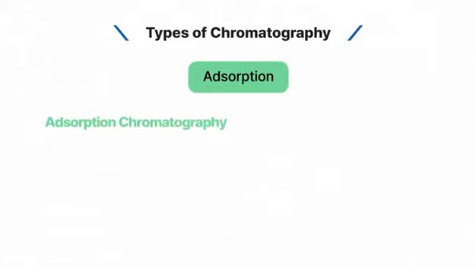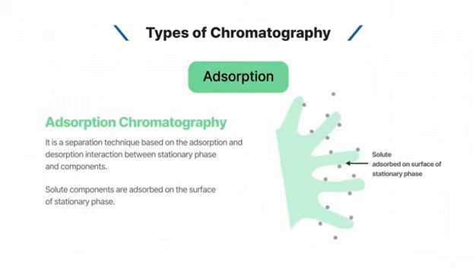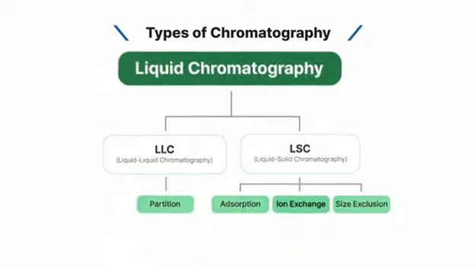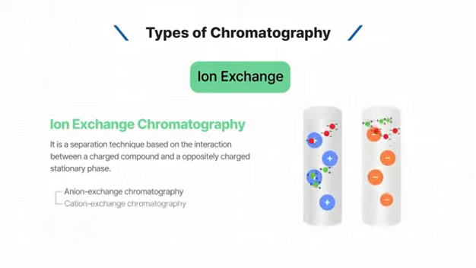Adsorption chromatography. It is a separation technique based on the adsorption and desorption interaction between stationary phase and components. Ion exchange chromatography. It is a separation technique based on the interaction between a charged compound and an oppositely charged stationary phase. There are two types of ion chromatography: anion exchange and cation exchange.